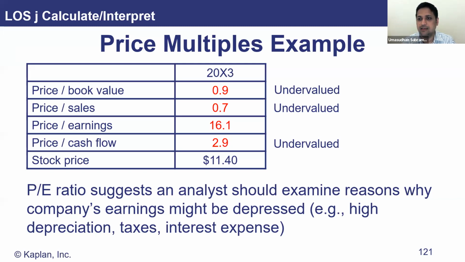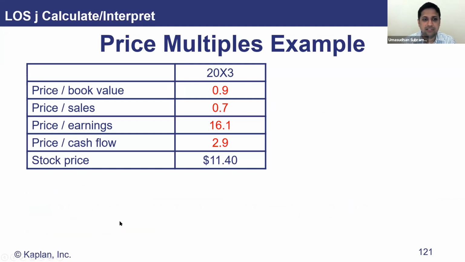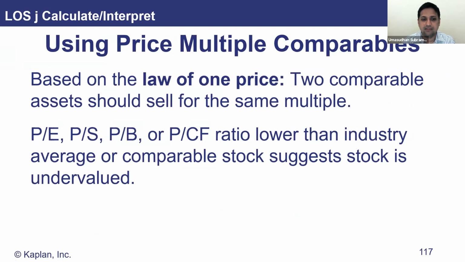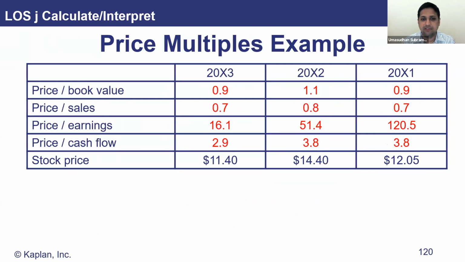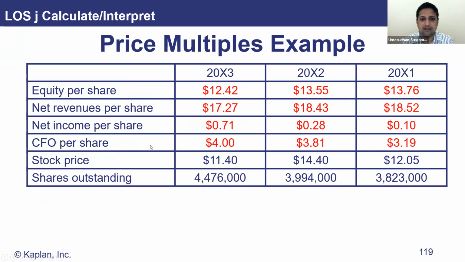At the end of the day, the multiple reflects the premium an investor is paying to purchase a security. So that's how you need to look at it. These are the various types of multiples we were looking at. Just to recap: price to book, price to sales, price to earnings, price to cash flow.